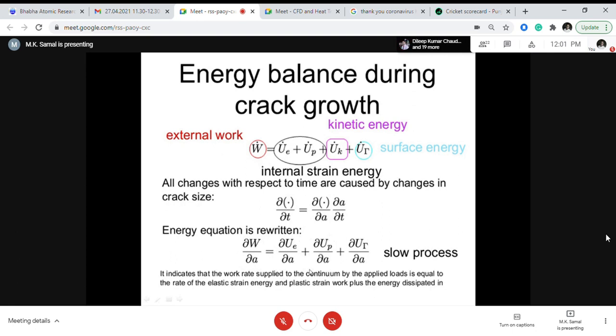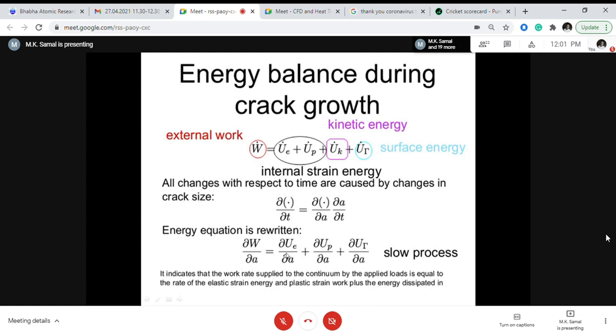For brittle materials, this part will be zero. Okay, zero. And then this is nothing but surface energy. And for a slow process, as I told, kinetic energy is zero. So these are the three energy storing parts, and this is how the work is going. So always there is a balance between external work and the internal storage.